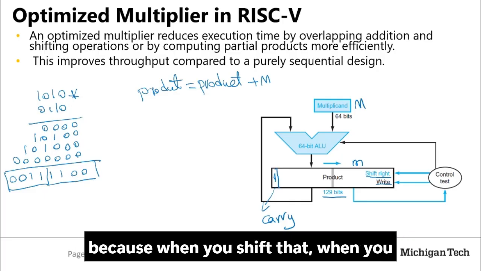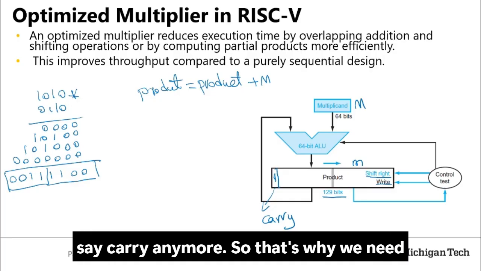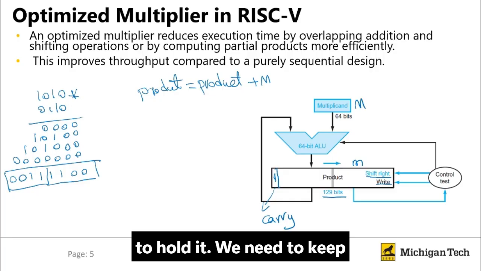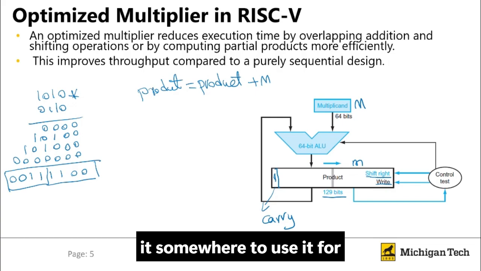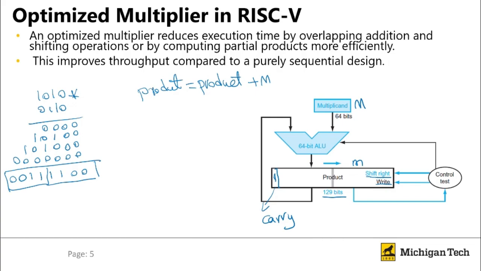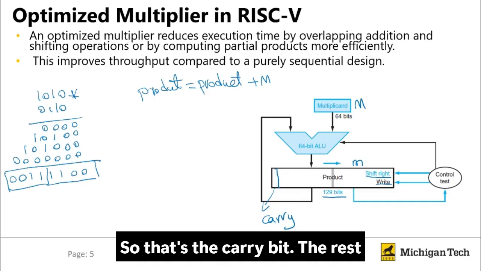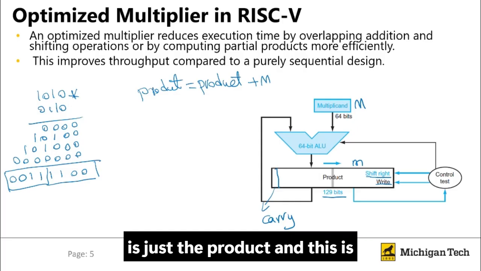Why is it important? Because when you shift to the right, that's not going to stay as a carry anymore. So that's why we need to hold it. We need to keep it somewhere to use it for later. We can't just not use it and not consider it. So that's the carry bit. The rest is just the product, and this is the multiplier.